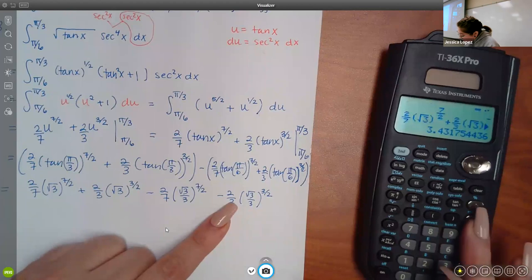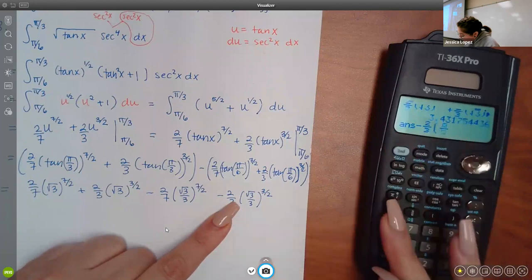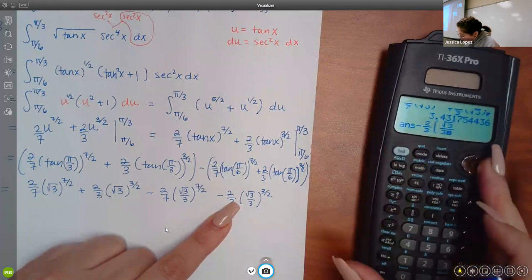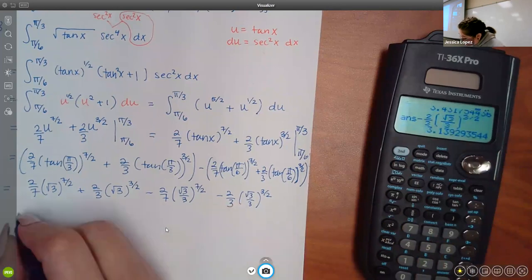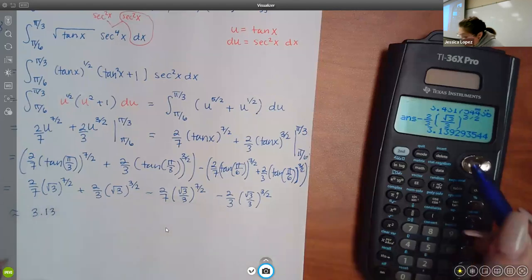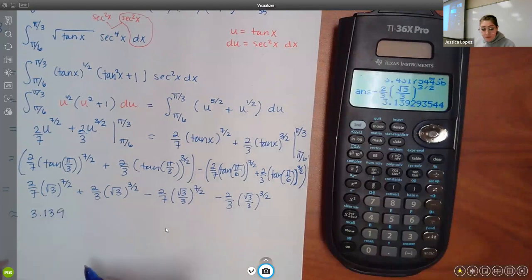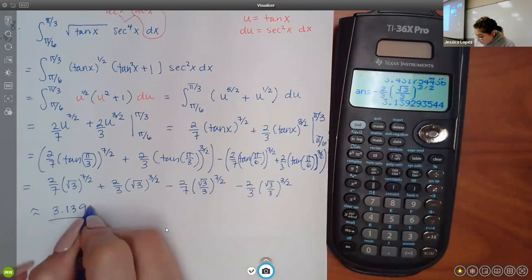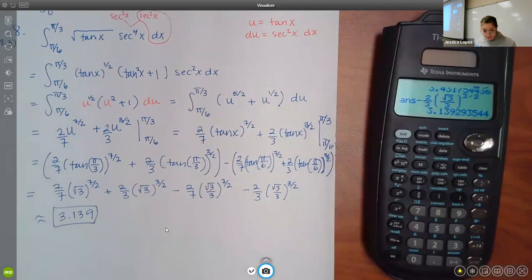I'm gonna do minus 2 over 3. You hit this button to divide by 2. Yeah, okay, excellent. Okay, so we got about 3.13, and this 2 is not going to change the 9. So it's just 3.13 back. And this one, I think, would have to be.